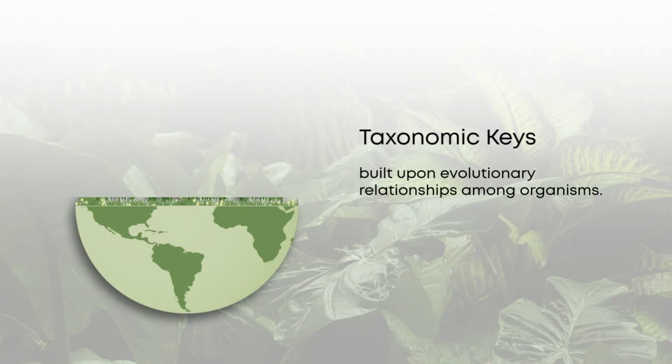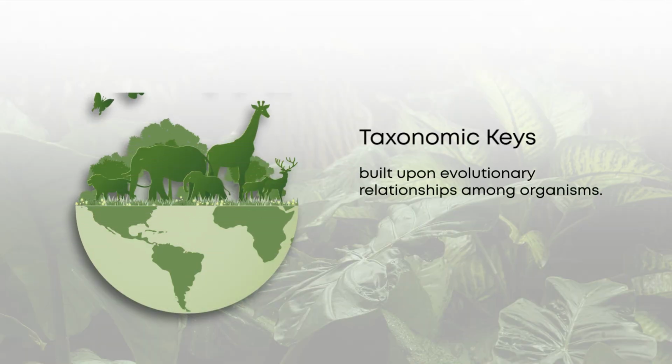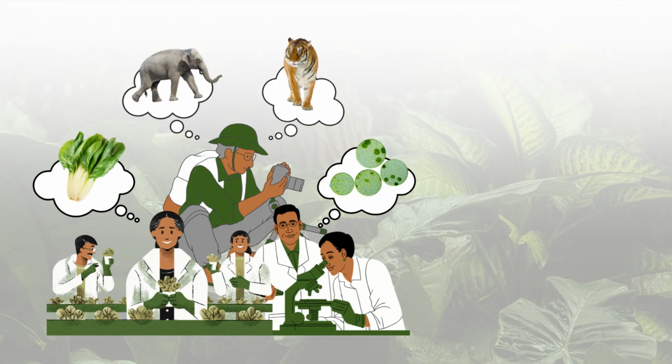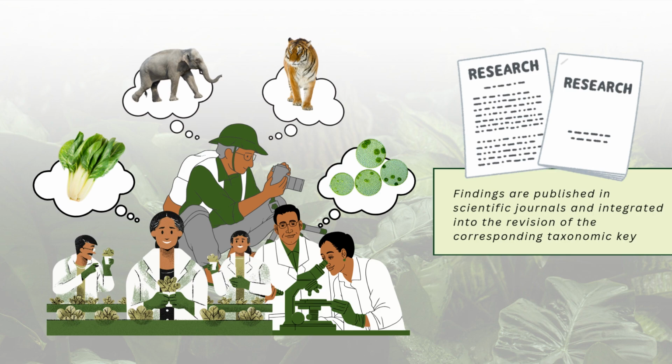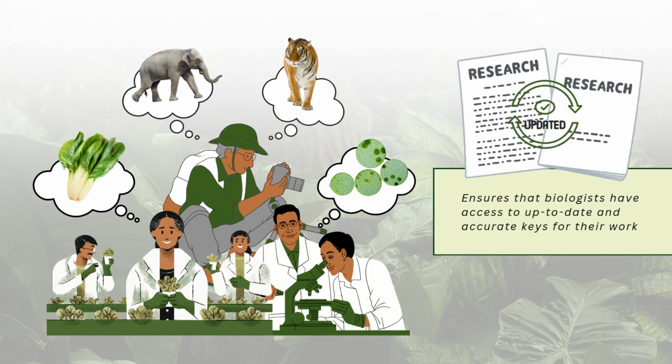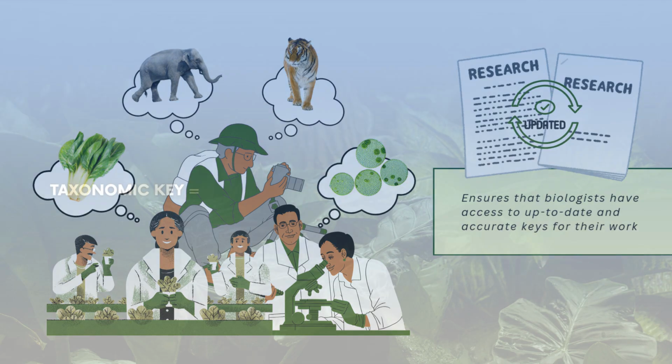Taxonomic keys are built upon the evolutionary relationships among organisms, and their construction mirrors these connections. When a taxonomist discovers a new organism or group of organisms, or acquires new information about a known organism, the findings are published in scientific journals and integrated into the revision of the corresponding taxonomic key. This ongoing process ensures that biologists have access to up-to-date and accurate keys for their work.